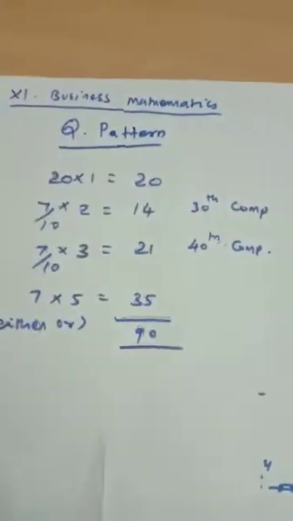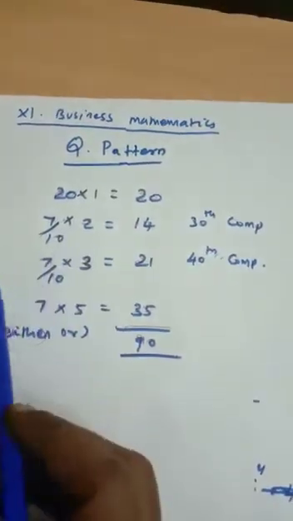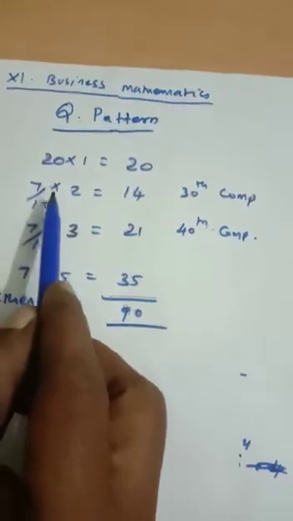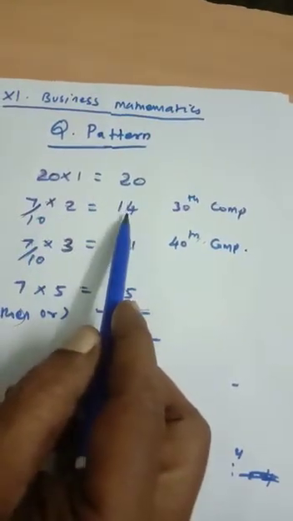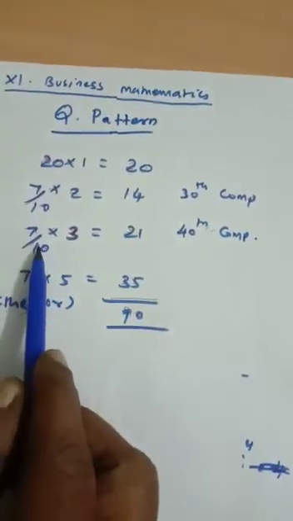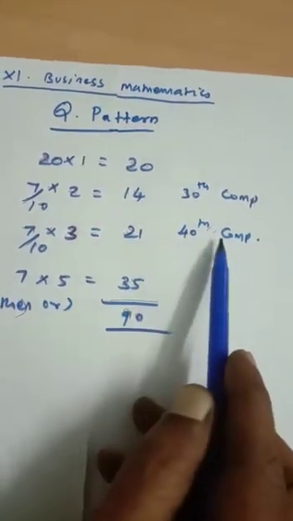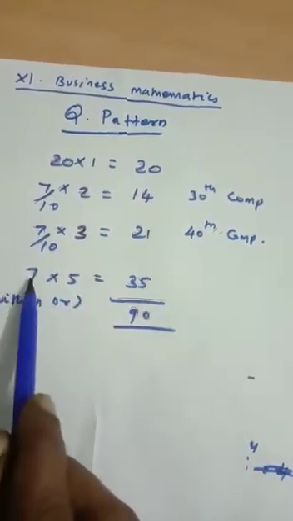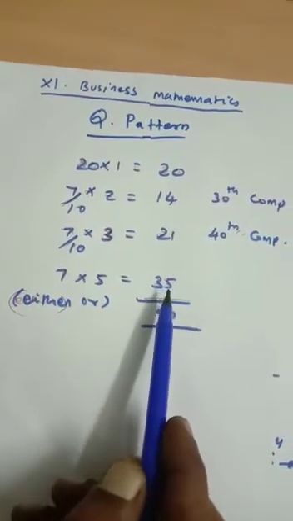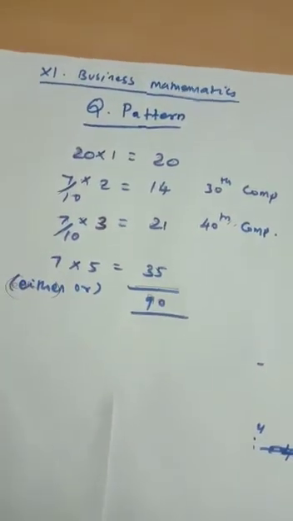Good morning, students. Today we are going to see the question pattern of the quarterly examination. 21 words, 20 marks: 7 out of 10, 2 marks, 14 marks. The 30th question is compulsory. 7 out of 10, 3 marks, 21 marks. The 40th question is compulsory. 7 either-or questions, 5 marks, 35 marks, totally 90 marks. This is the pattern of the quarterly examination.